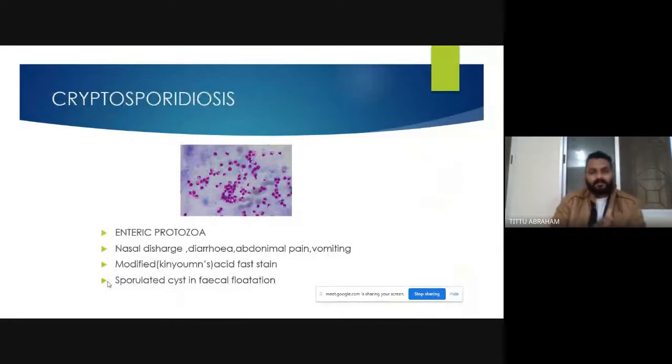Another one is Cryptosporidium. It is also an enteric protozoa, that is, it affects the intestine. So you can see nasal discharge, diarrhea, abdominal pain, and vomiting. This can be identified by modified acid-fast staining. As the name suggests, it tries to hide in certain areas. That's why it is very difficult to find. Crypto means to hide. It causes sporulated oocysts in the fecal sample. So fecal flotation can be done and staining can be done to identify the organism.